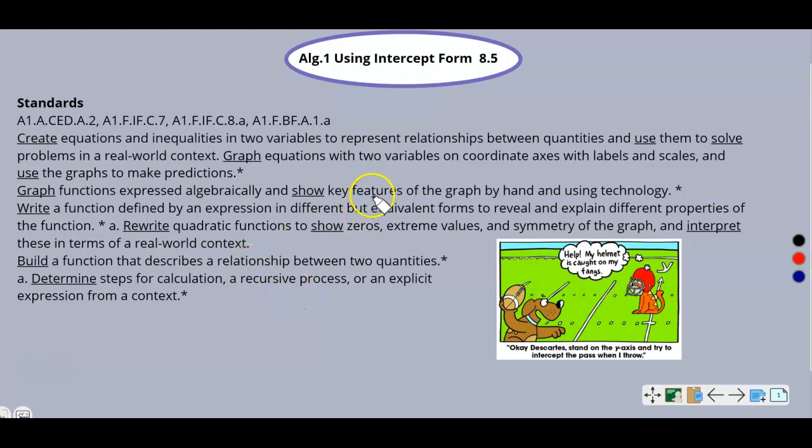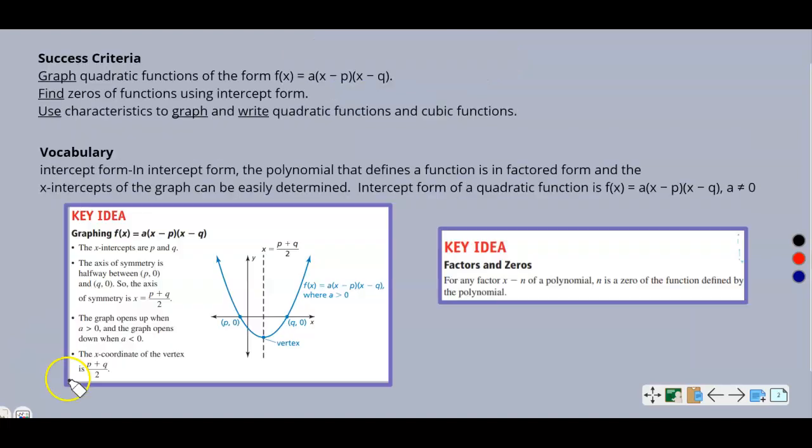All right, here's a list of your standards that will go along with this lesson today. Please review those. To be successful today, you need to be able to graph a quadratic function of the form f of x equals a times x minus p and x minus q. Again, this is intercept form. I call it factored form. If you remember a few lessons ago, we talked about factoring and it looked very similar to this.